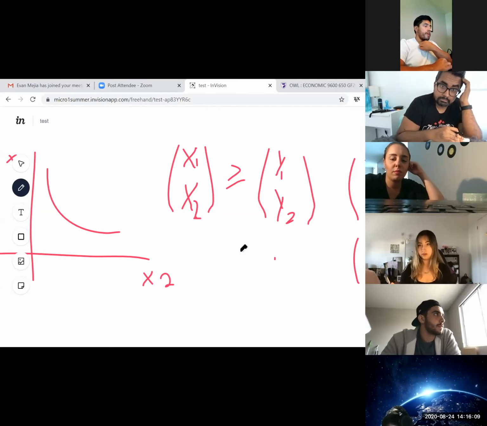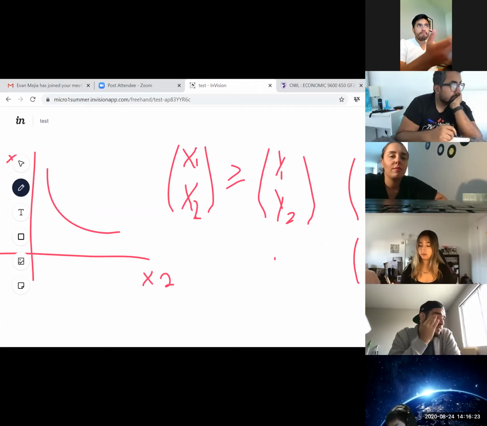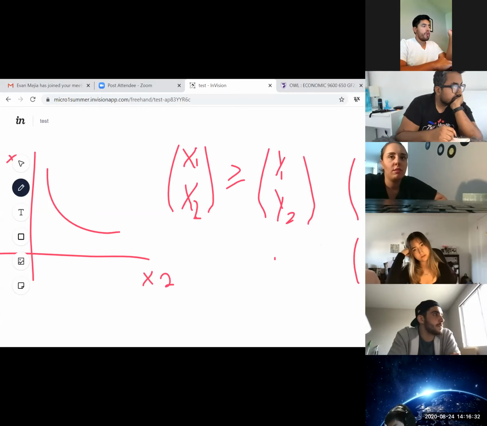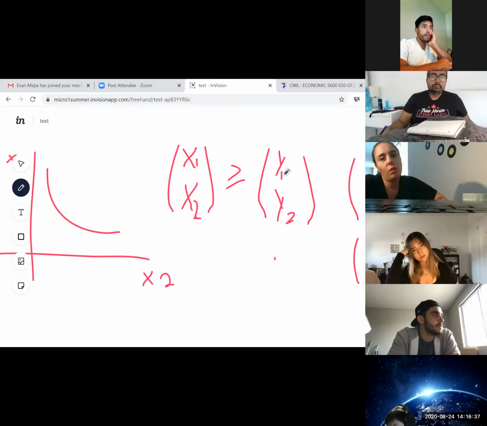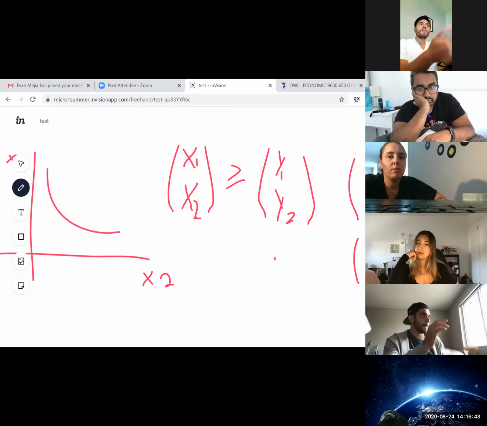So back to Tyler. How do I prove this? I have my premise, and I want to conclude that x is in relation with z. How do I do it? I know something: the entry by entry order on the reals, not on the vectors, on the reals, is complete and transitive. So I know in particular that if x1 is greater than or equal to y1, and y1 is greater than or equal to z1, by the transitivity of the scalar order, x1 has to be greater than or equal to z1.